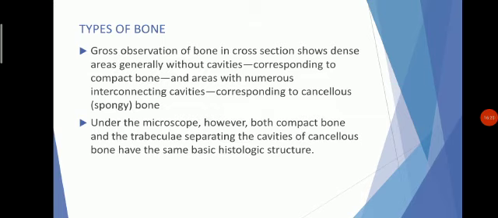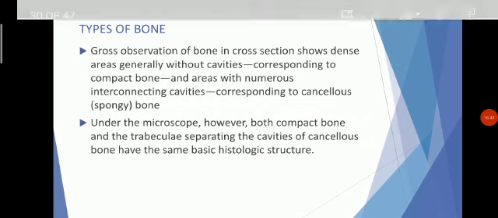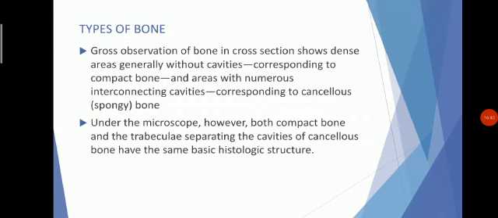Now coming to the next topic, the types of bones. Gross observation of bone in cross section shows dense areas generally without cavities corresponding to compact bone, and areas with numerous interconnecting cavities corresponding to cancellous or spongy bone. Under the microscope, however, both compact bone and the trabeculae separating the cavities of cancellous bone have the same basic histological structure.